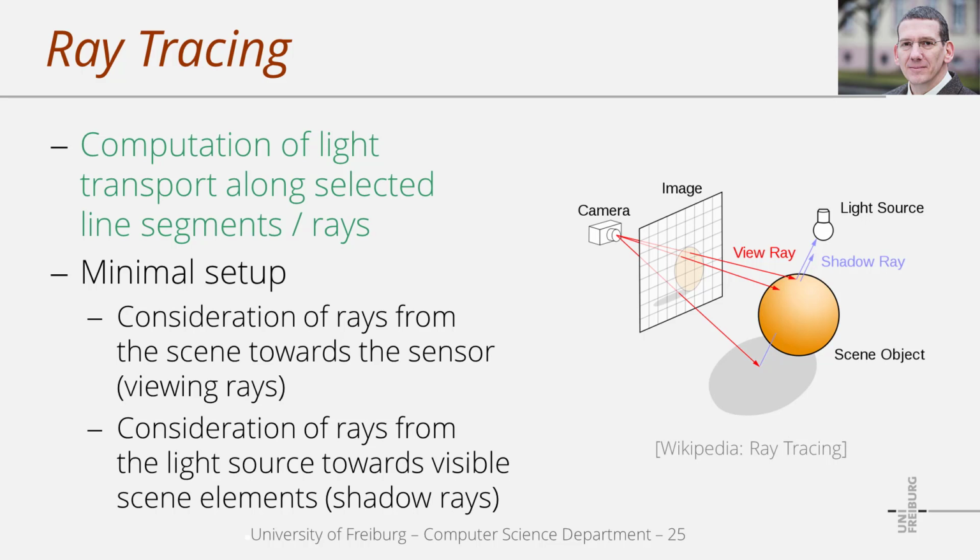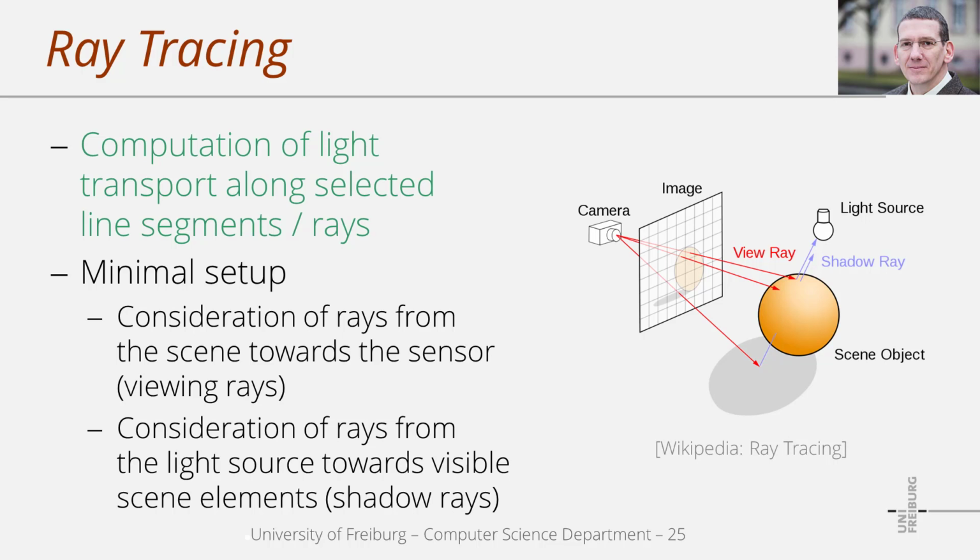At the intersections of viewing rays with the scene, we evaluate the rendering equation. Based on the illumination of the intersection point, we compute the light that is reflected towards the sensor. Now, in order to capture the illumination from the light sources, we consider so-called shadow rays, and we compute the light transport from a light source to the intersection of a viewing ray with the scene. This is actually a minimal setup. Without the viewing rays, we could not compute the light transport to the sensor, and without shadow rays, the illumination of the scene from the light sources would not be considered, and we would get a black image.